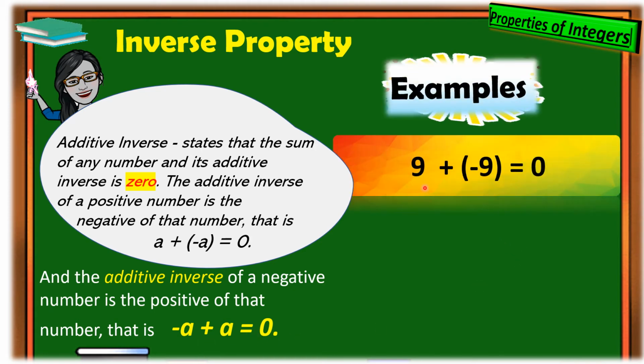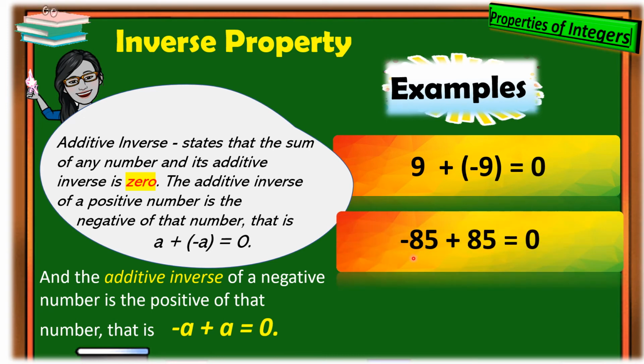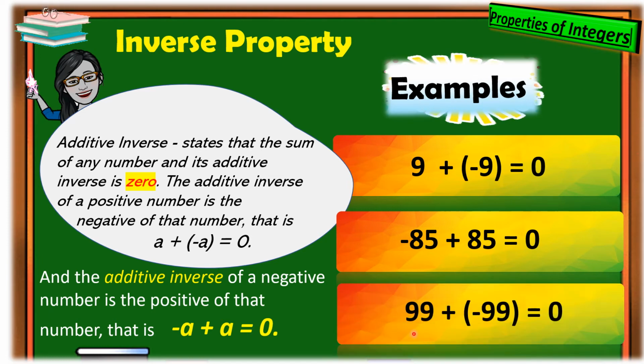So, example tayo. 9 plus, anong additive inverse ng 9? Negative 9. Kabaliktaran niya. Is equal to 0. So, negative 85 plus 85 is equal to 0. And 99 plus negative 99 is equal to 0. Parang sign lang ang pinagkaiba. So, therefore, the answer is 0. Ang tawag dito, additive inverse, or inverse property of addition.